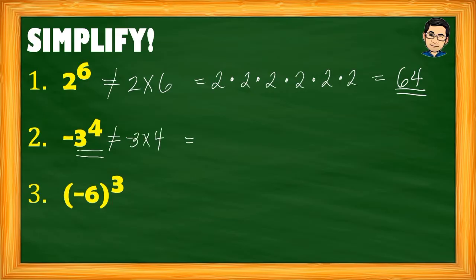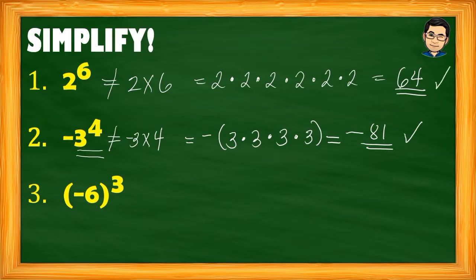Bagkos, ganito siya. 3 times 3 times 3 times 3 equals, i-attach natin yung negative. And then, 3 times 3, 9 times 3, 27. And another 3, 81. So, it means negative 3 raised to the 4th power, that is negative 81.